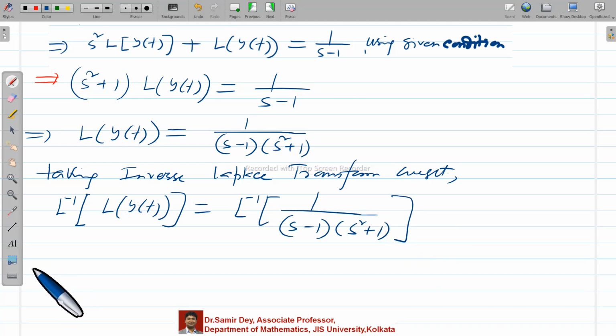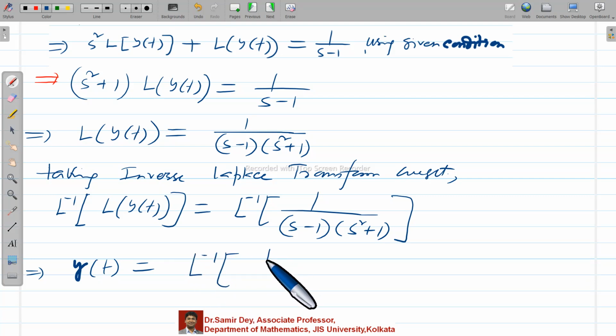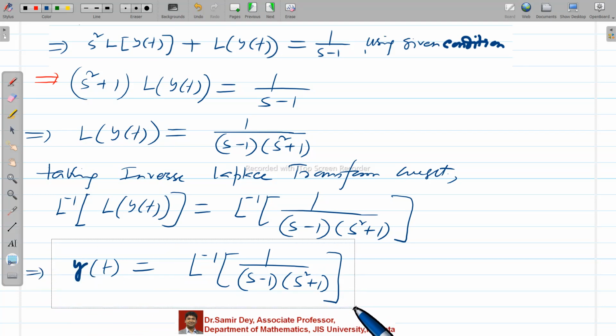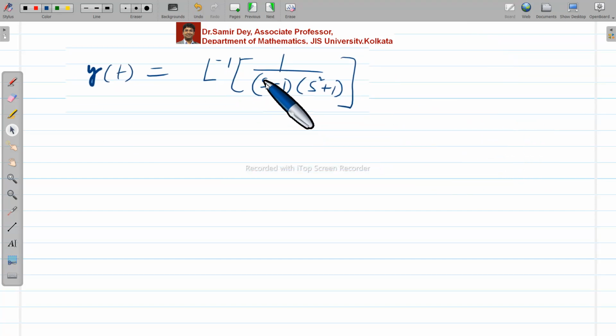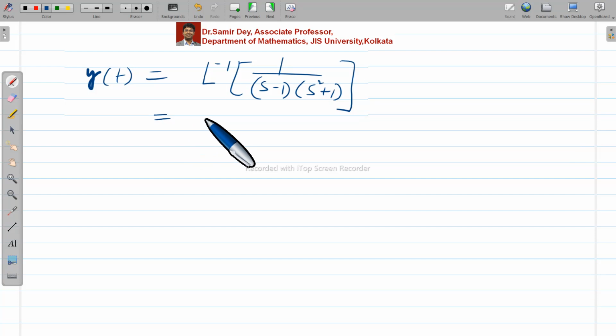Okay, now it is coming y of t is equal to L inverse of 1 by (s minus 1)(s square plus 1). Okay, so ultimately our objective is to solve this, correct? We can solve this expression in different ways, by partial fractions or any other method, but I can give you another way out to solve this question very easily. Now try to understand. Very simple. Here you may write L inverse of 1 by (s minus 1) minus of (s square plus 1).